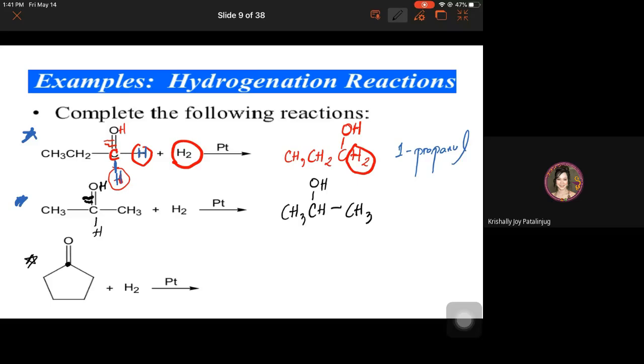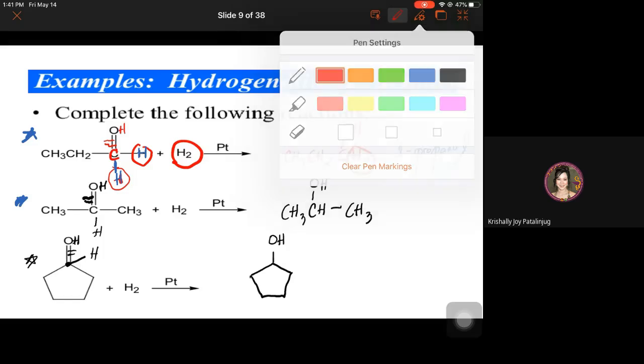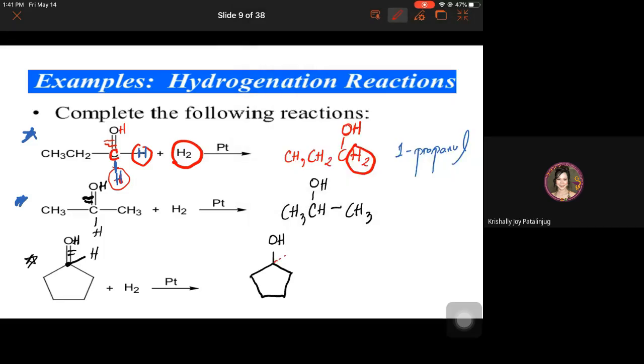So, this is the carbon bearing the OH. Break the pi bond. After breaking, ma-add na nato ang H. Unsay mahitabuan ning OH again, mahimo mag-pick up siya, ma-protonate siya. So, kung ato siyang i-draw, ana lang na siya, OH. Okay? Pwede ra imaginary ang hydrogen. Pwede ra pud nimo isulat kung gusto gid ka.